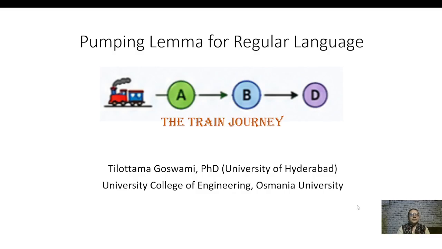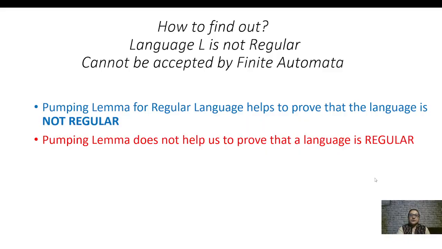In this lecture, we'll learn about the pumping lemma for regular languages using a train journey analogy. How do we find out that a language L is not regular? In that case, it cannot be accepted by a finite automaton. So the pumping lemma for regular languages helps us to prove that a language is not regular.